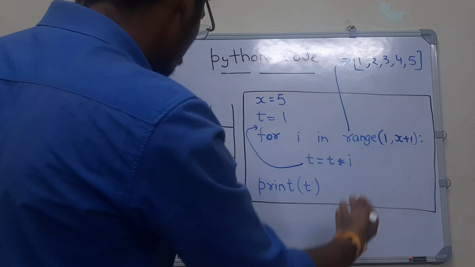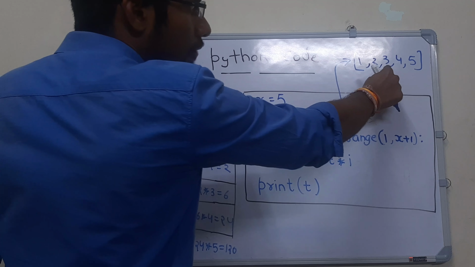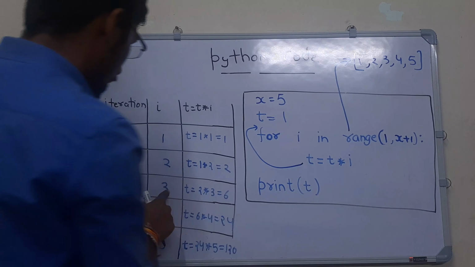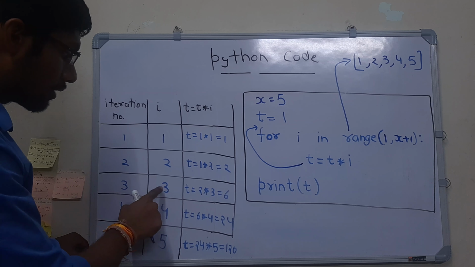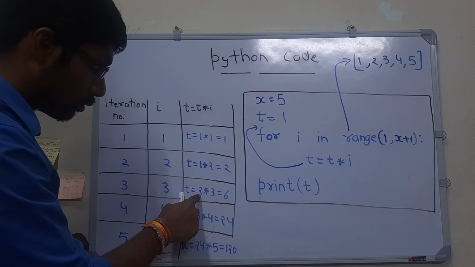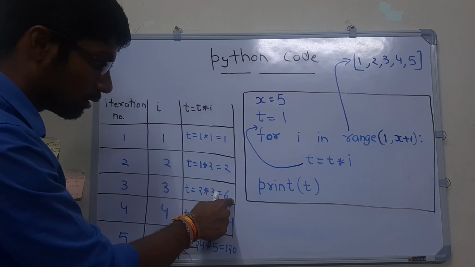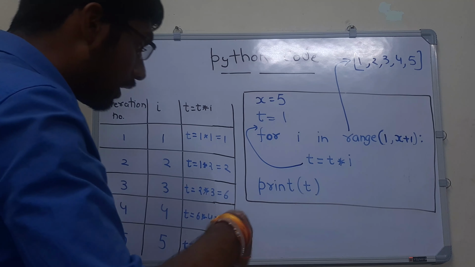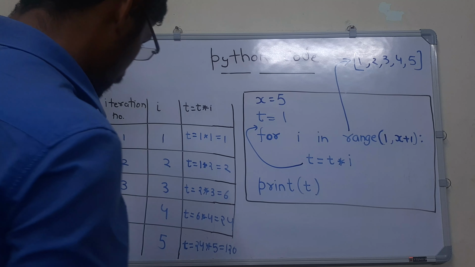Now in the third iteration, I will take value 3, and my t value was 2. So 2 into 3 is 6. So in the third iteration, the t value will be modified to 6.